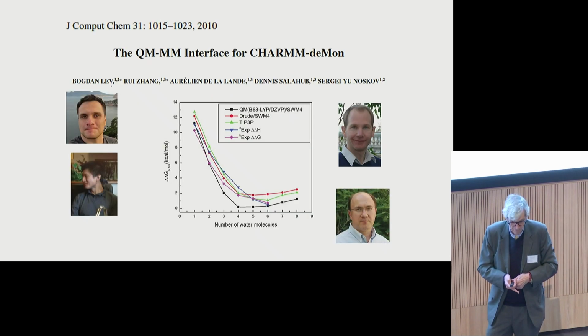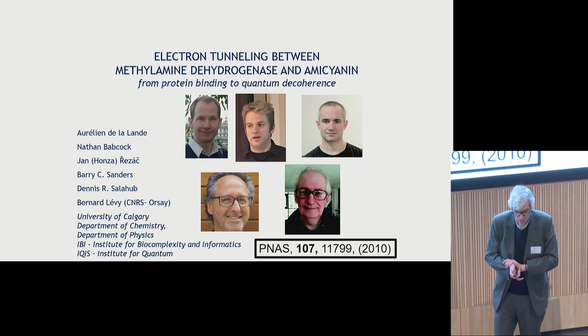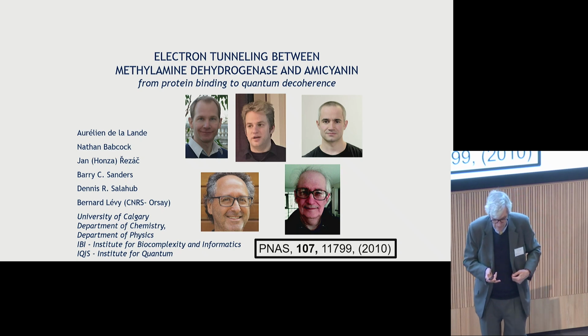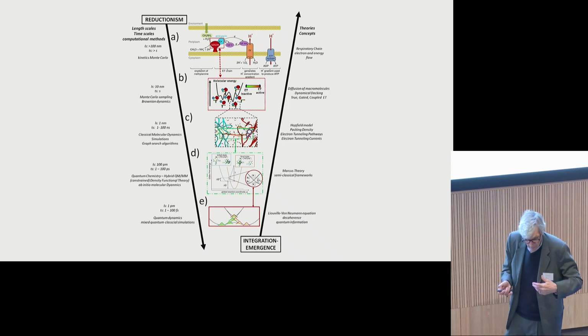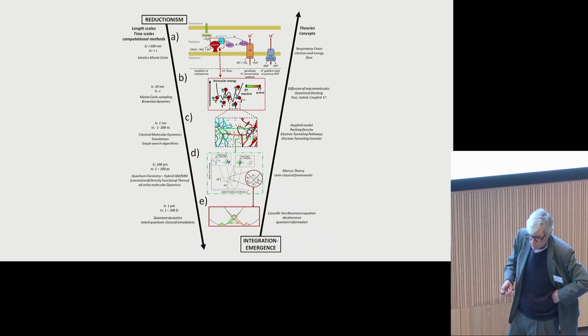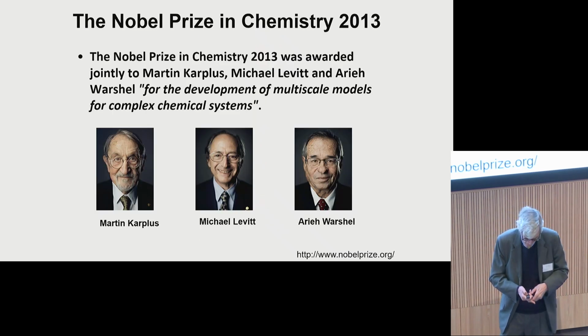In the 2010s, this is basically the era of QM/MM, multi-scale modeling. The late Sergei Noskov, for example, and I figured out how to get CHARMM and Demon together so that we could do calculations on systems embedded into a molecular mechanical potential and look at more realistic systems. A fair amount of work on electron tunneling using David Beratan's pathway approach. This is one of my favorite diagrams that Aurélien de la Lande made, because I think it captures the spirit of multi-scale modeling. Let's just spend a minute or two with it.